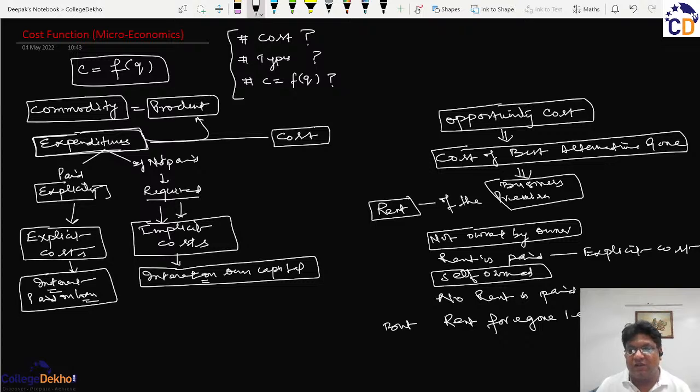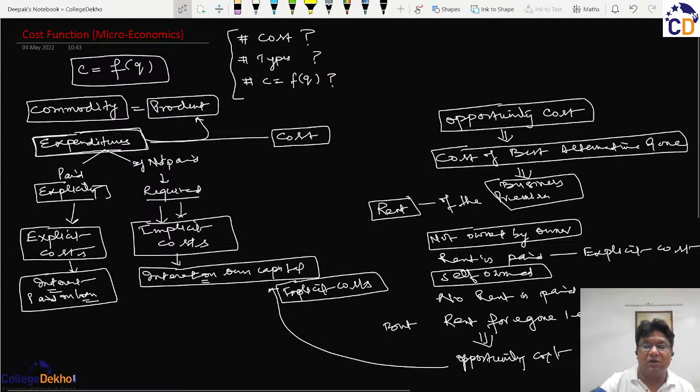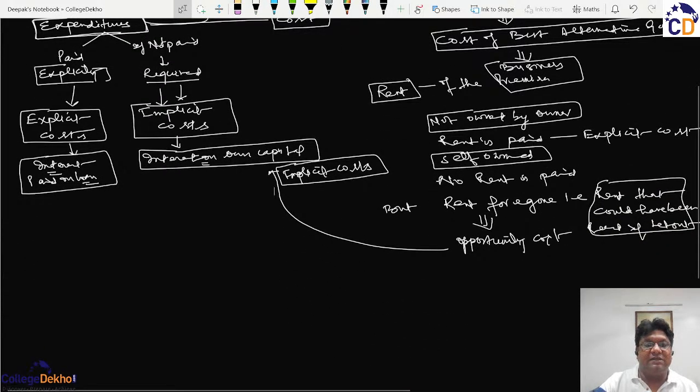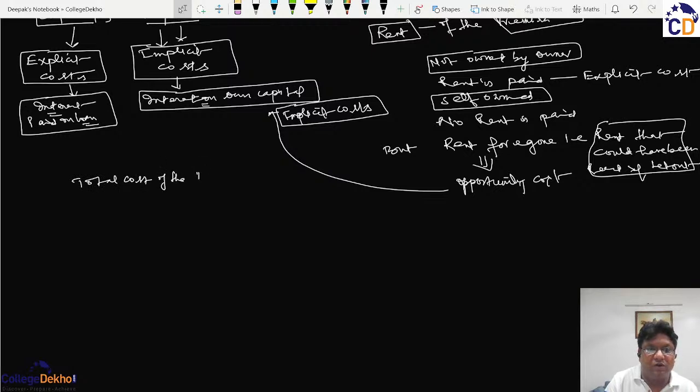Then, presuming that we will get the maximum rent, this rent foregone will denote the opportunity cost. And this opportunity cost, in a way, is a kind of implicit cost. So, understanding and finalizing that all costs which are either paid explicitly or which are required for the product implicitly will constitute the total cost of the product.